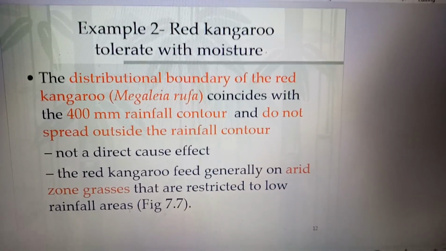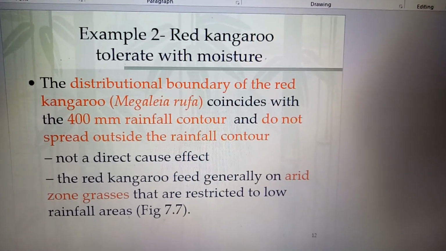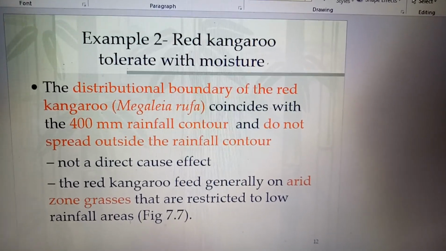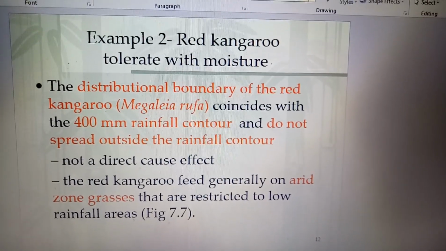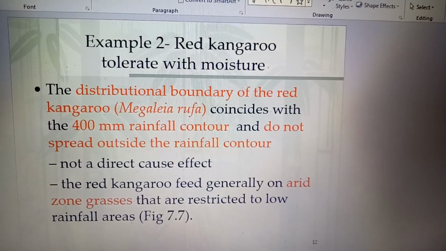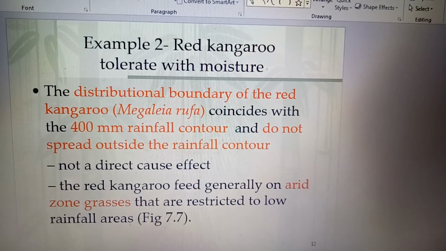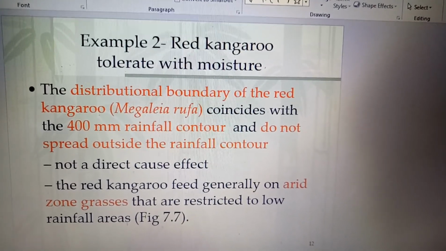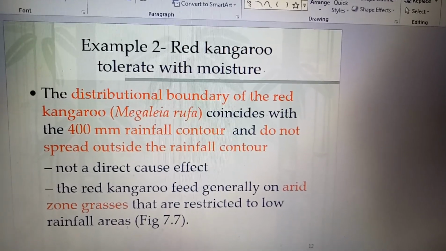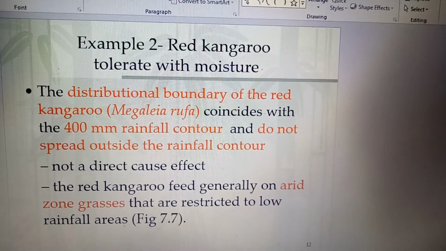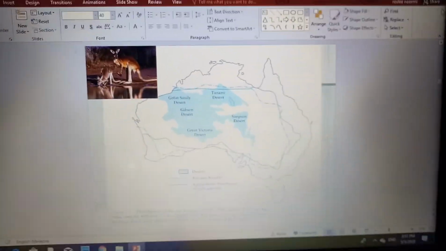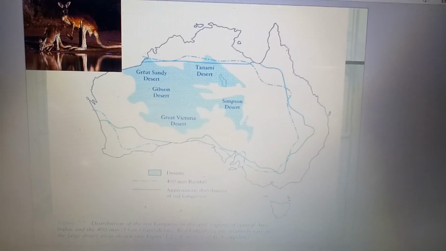Example number 2, red kangaroo, tolerance with moisture. The distributional boundary of the red kangaroo, scientific name Macropus rufus, coincides with the 400 mm rainfall contour and does not spread outside it. This is not a direct cause and effect; the red kangaroo feeds generally on arid zone grasses that are restricted to low rainfall areas. This is figure 7.7 about the kangaroo.